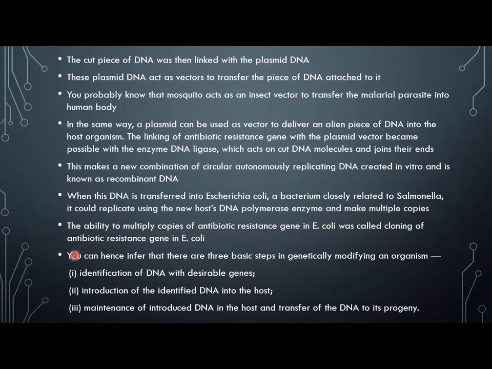You can hence infer that there are three basic steps in genetically modifying an organism: identification of DNA with desirable genes, introduction of the identified DNA into the host, and maintenance of the introduced DNA in the host and transfer of DNA to its progeny.